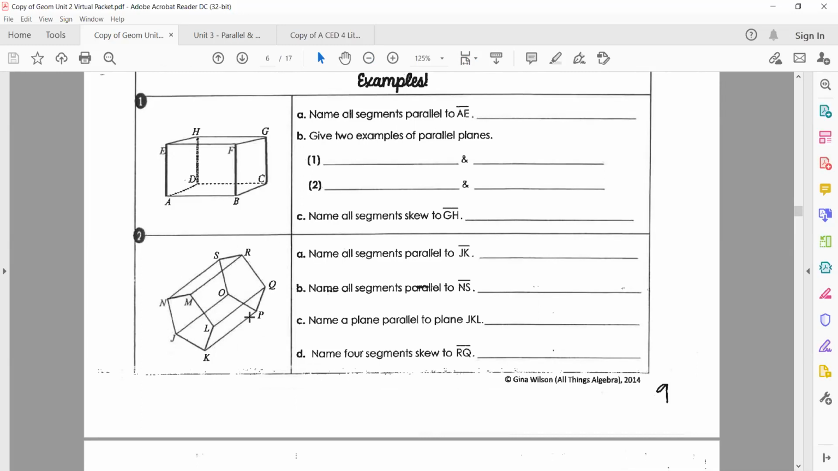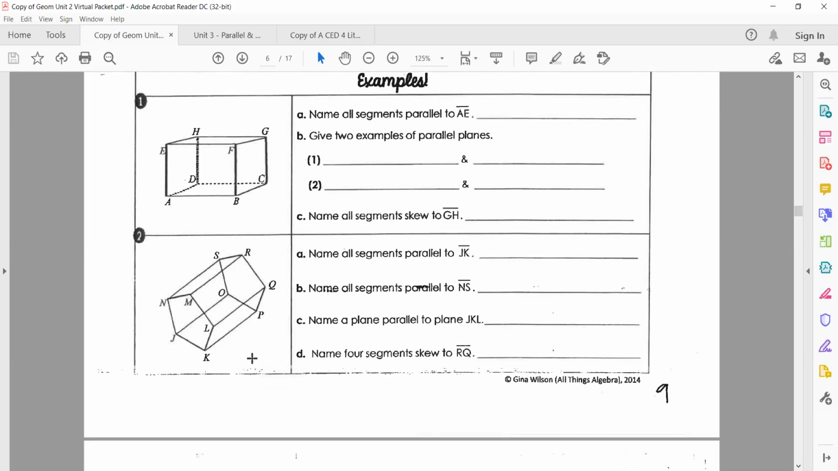So here's a five-sided shape. It's a pentagon on each end. They don't use dashed lines on this one, maybe because it would be even more confusing. But segments parallel to JK. Name all the segments parallel to JK.